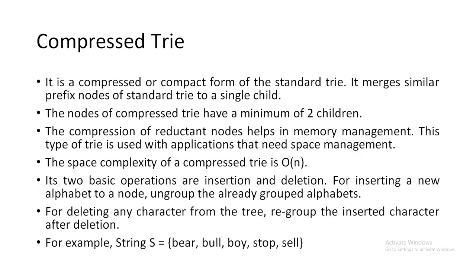This is the example. Compressed trie. A compressed trie is a compact form of a standard trie. It merges similar prefix nodes of a standard trie into a single child. The nodes of the compressed trie have a minimum of 2 children, which helps memory management. The space complexity is O of n. Basic operations are insertion and deletion.